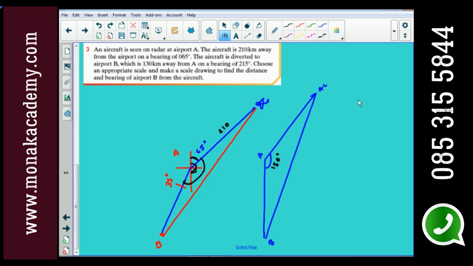Excellent. Do we know this distance? 210. Do we know the distance of airport B from airport A? Yes. So, what do we have? Two sides, the angle that is being formed by those sides, and you want the cosine rule.